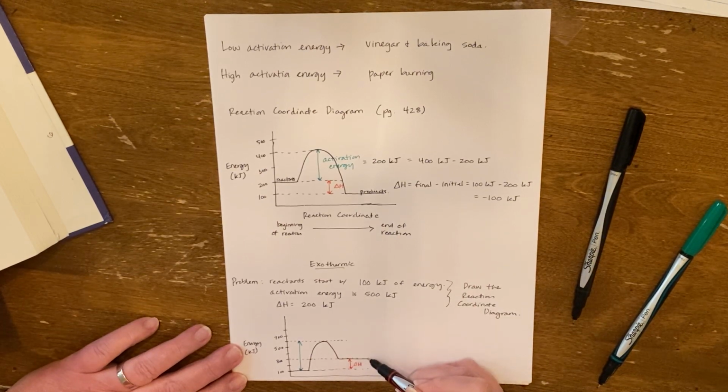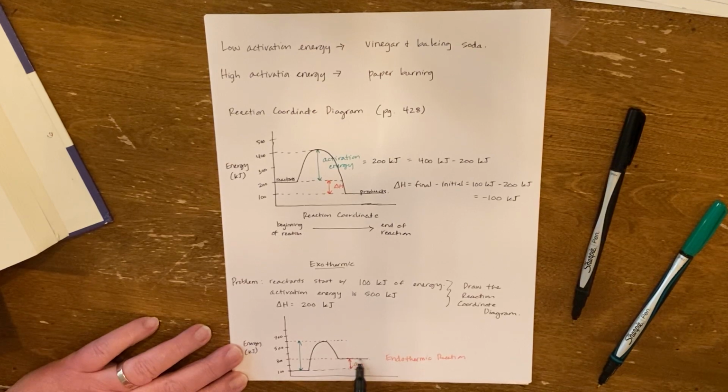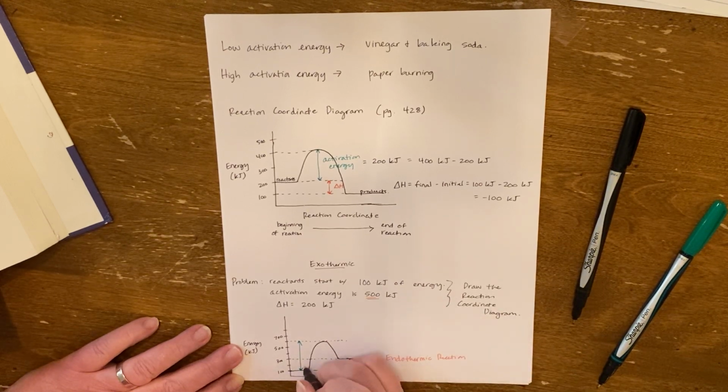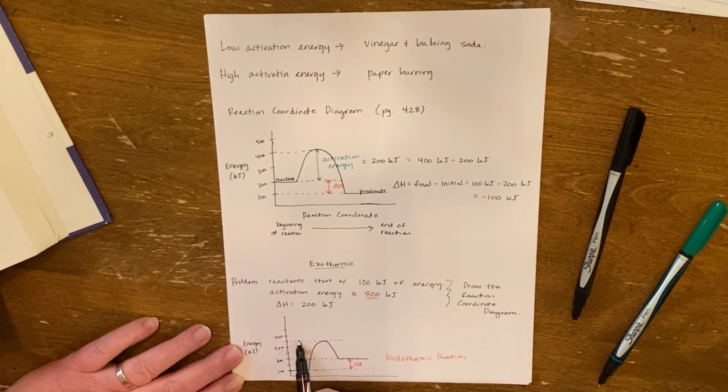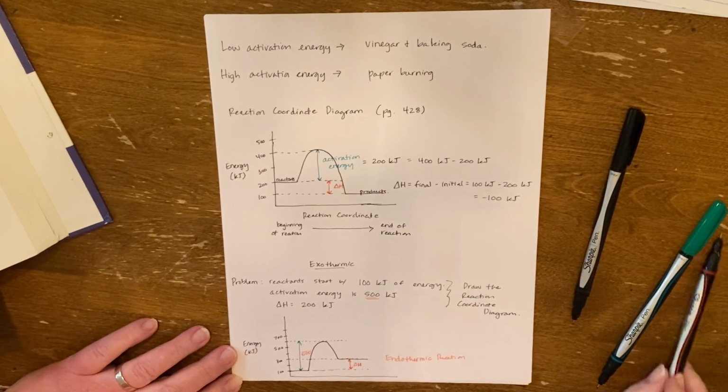My products ended up with a higher energy than my reactants. So what does that tell us? This was an endothermic reaction. My products gained energy. They absorbed the energy because this is an endothermic reaction. It took 500 kilojoules from where I started. I had to go up 500. So from 100, I had to go up to 600 to get this reaction going. So this is what my reaction coordinate diagram would look like.